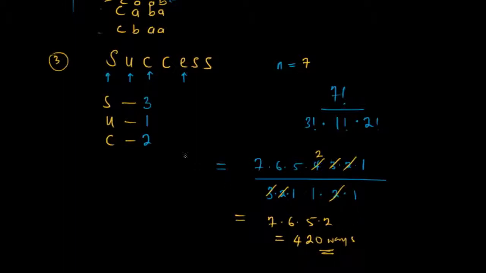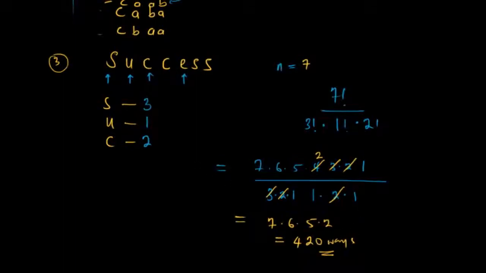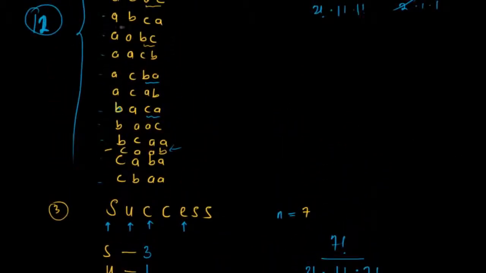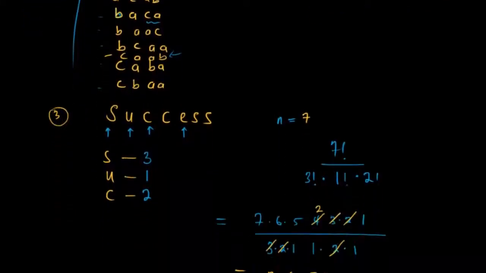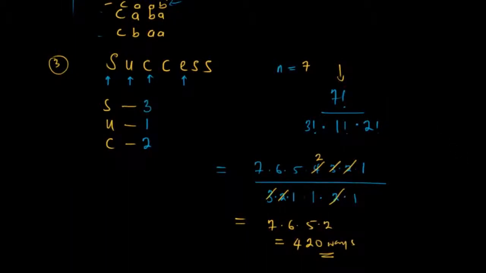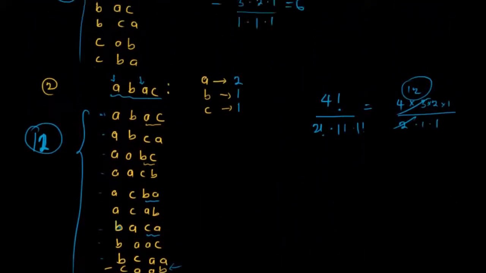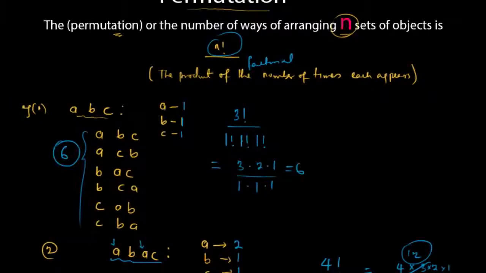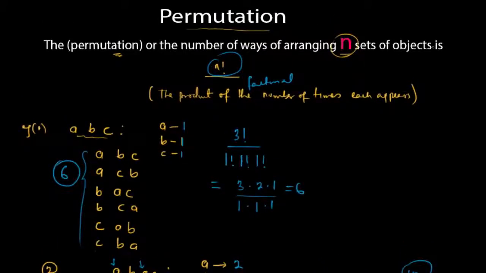ways. So imagine, assuming you wanted to go through the whole mechanical way of listing the whole thing, that means you have to list 420 things, and it is most likely you're going to make mistakes. So that tells you that the formula we have above still remains the most efficient way of finding the number of ways of arranging n sets of objects.